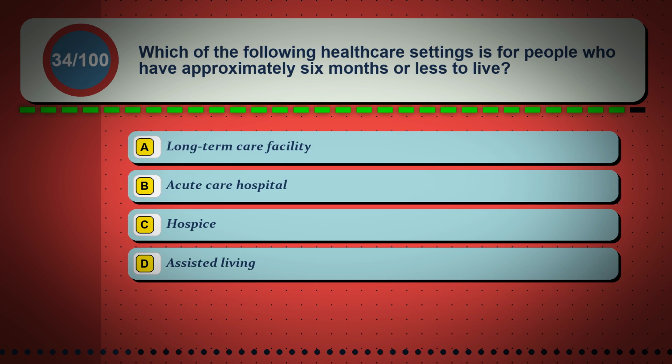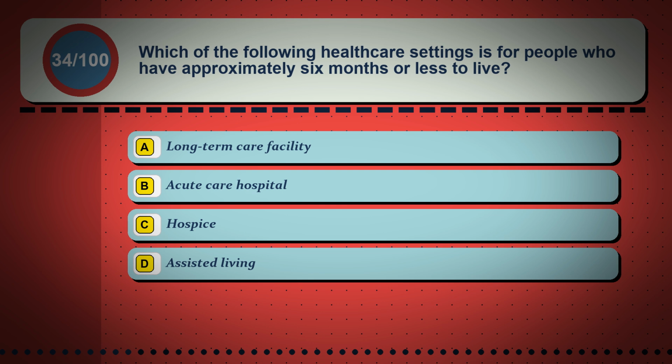Question 34. Which of the following healthcare settings is for people who have approximately 6 months or less to live? Option A. Long-term care facility. Option B. Acute care hospital. Option C. Hospice. Option D. Assisted living.